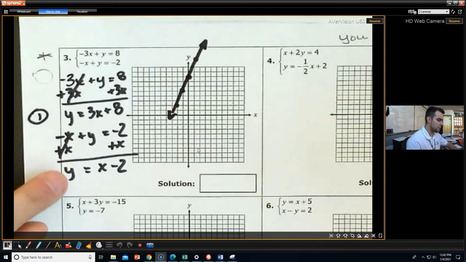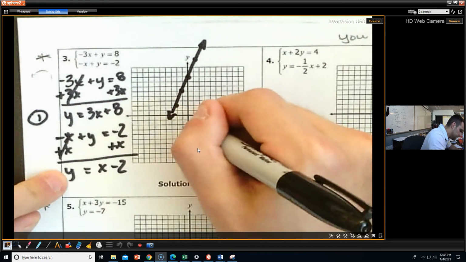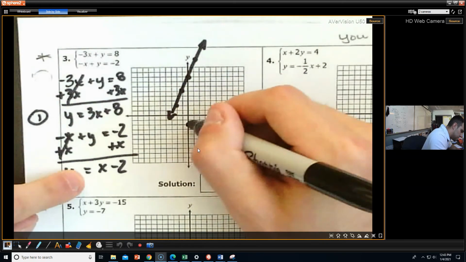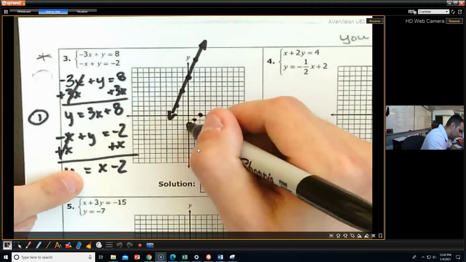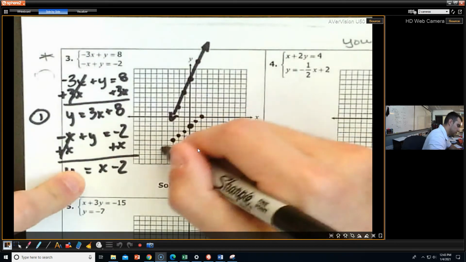Hallelujah. This guy right here. First point. Y-intercept is (0, -2), and my slope is 1 over 1. So I go up 1, to the right 1, up 1, to the right 1. I could also go the other way. I can go down 1, to the left 1, down 1, to the left 1, down 1, to the left 1. I can continue doing that.